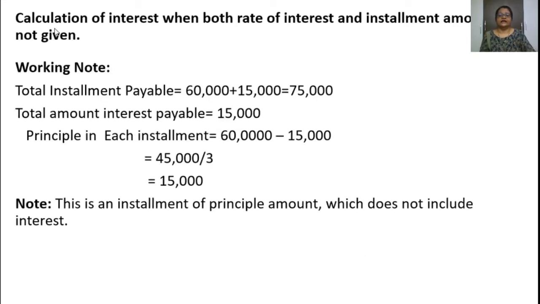Then calculation of interest when rate of interest is not given. First we should understand total installment, cash price plus interest, will be 75,000. Total interest payable is 15,000. So now see, the cash price is 60,000. From that the down payment is done, that is 15,000. So what is remaining? 45,000.